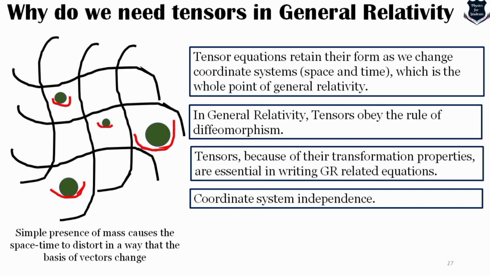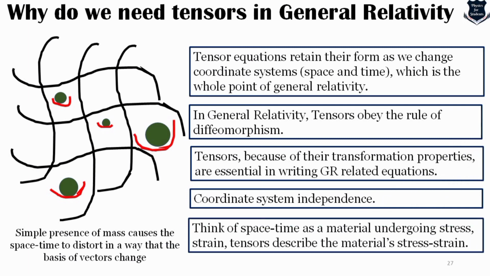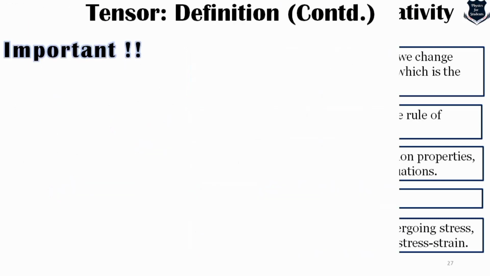You can ignore the second point. Tensors, because of their transformational properties, are essential in writing GR, and it is coordinate system independent. You can just think of space-time as a material undergoing stress and strain, and tensors describe the way the material deforms, that is the stress and strain. I hope it is clear why we need tensors. Because we need to retain the change that is happening, and that is the whole point of getting a system which varies in a nice predictable manner.